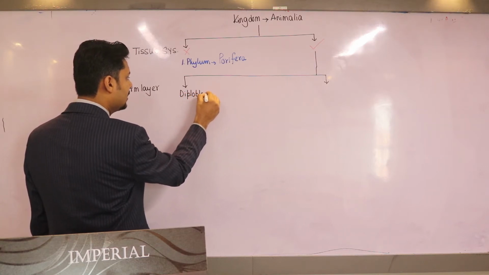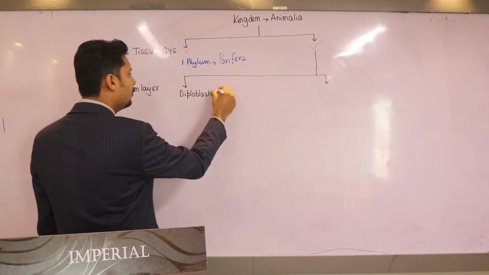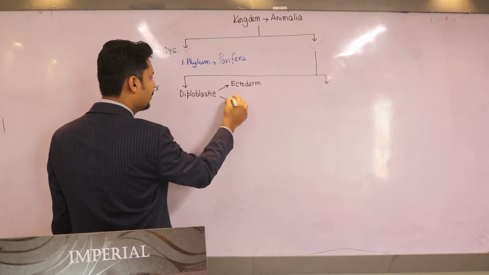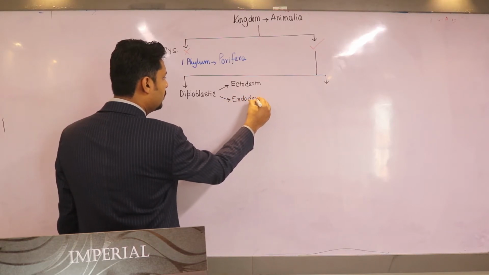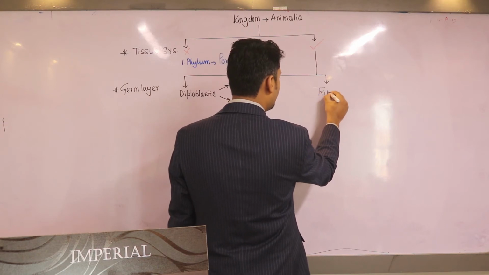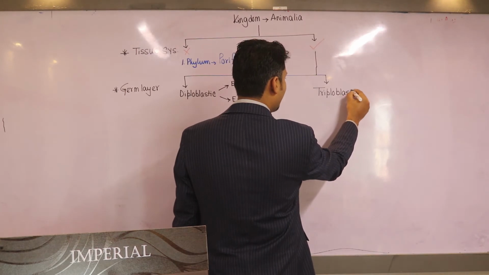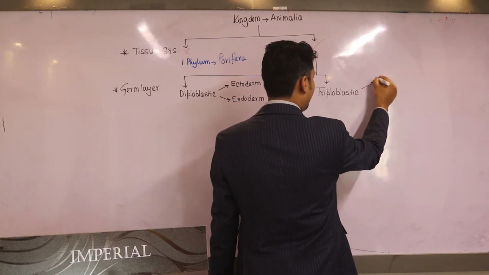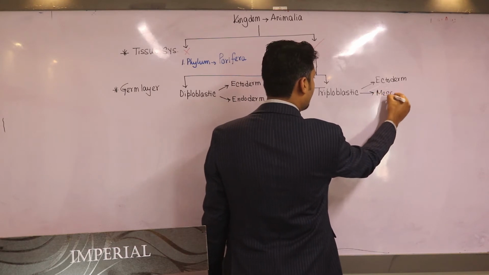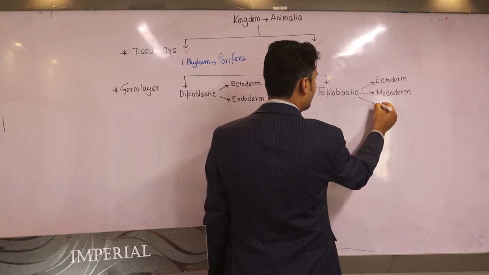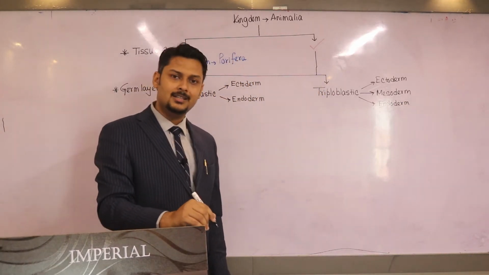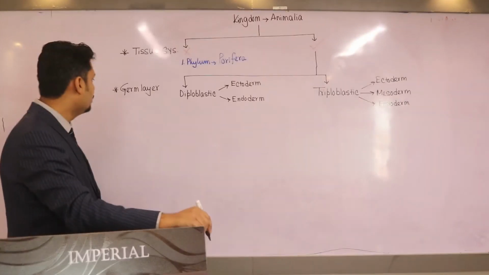diploblastic, because they have two germ layers. One is ectoderm, another is endoderm. And some group of organism are triploblastic. That means they have three germ layers: outer ectoderm, middle mesoderm, and inner endoderm. Remember this, inner endoderm. So that is the characteristic on the basis of germ layer.